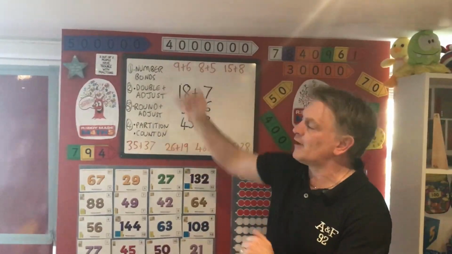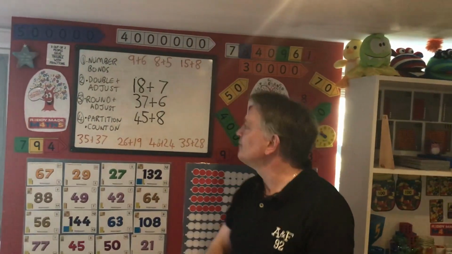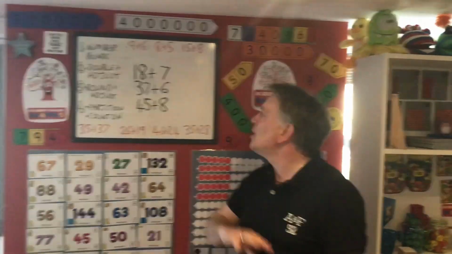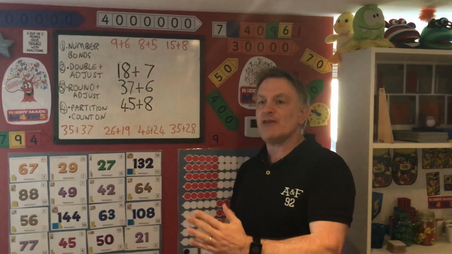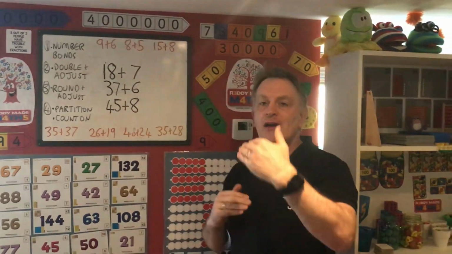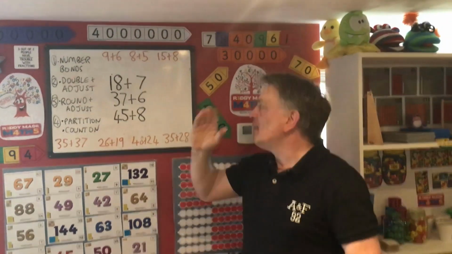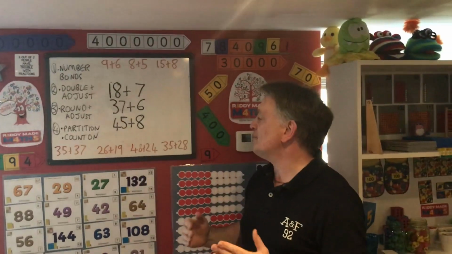Or I'll just pass 1 over and make it 10 plus 5. 8 plus 5, well that's not going to be 8 plus 9, 10, 11, it's going to be 8 plus 2 is 10, plus 3 is 13, or I'll just pass 2 over, 10 plus 3. The third calculation, 15 add 8, 15 add 5, add 3.